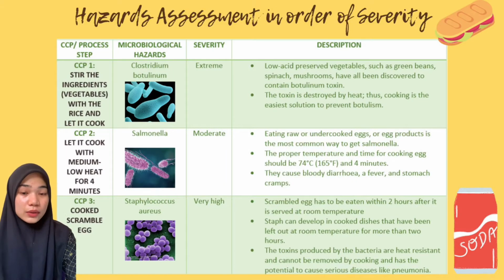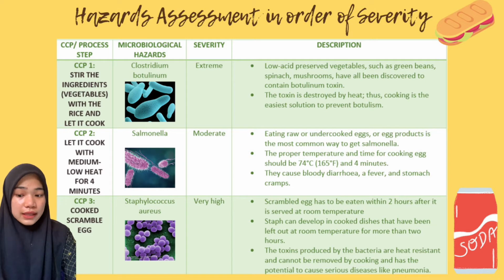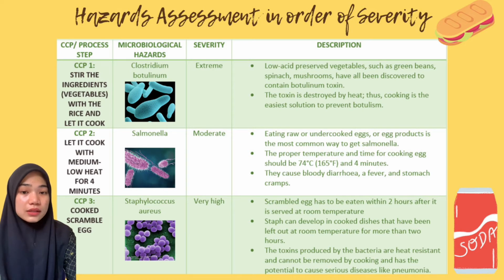Okay, next we are going to discuss hazard assessment in order of severity. The first step, which is CCP1, stew the ingredient vegetables and the rice and let it cook. The microbiological hazard that could be found in this step is Clostridium botulinum. The severity is extreme. The description: low acid preserved vegetables such as green beans, spinach, and mushroom, which we use in the fried rice, have all been discovered to contain botulinum toxin.